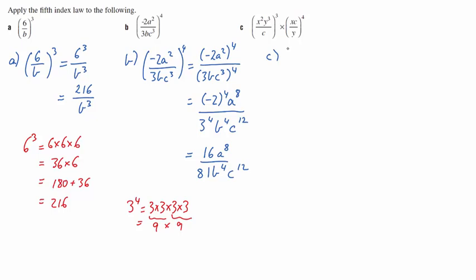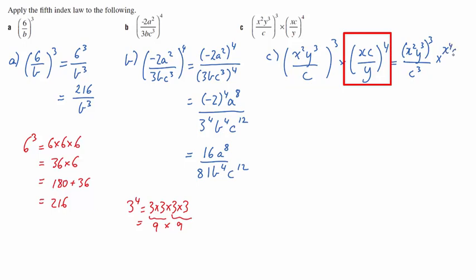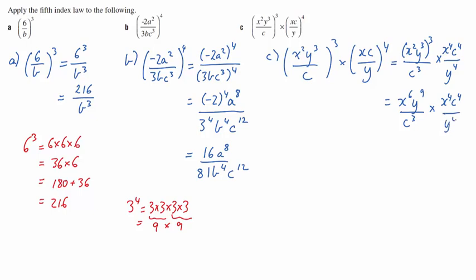For part C, we have x squared y cubed on c to the power of 3 times xc on y to the power of 4. And here we're going to deal with the numerators and denominators separately in each fraction. Firstly, x squared y cubed to the power of 3 divided by c cubed times x to the 4, c to the 4 divided by y to the 4. Well, expanding the brackets up the top, we have x to the power of 6, y to the power of 9 on c cubed times x to the 4, c to the 4 on y to the 4.